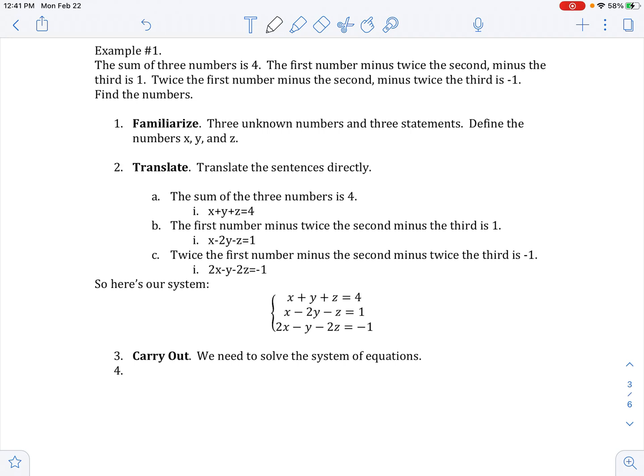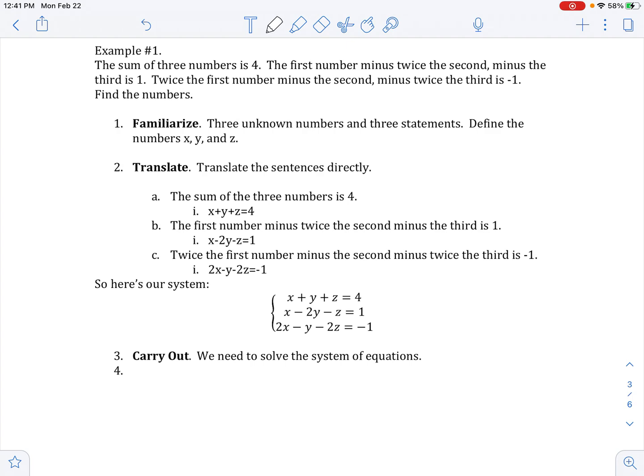So I just want to remind you that, in general, when we're working on word problems, what we like to do is first familiarize ourselves with the problem and make sure that we understand what the variables actually represent. And the second thing we're going to do is translate the words we have into our system, and then we're going to solve. And lastly, we're just going to check to see if our answer makes sense, okay?